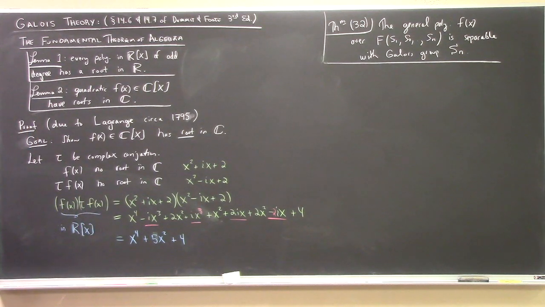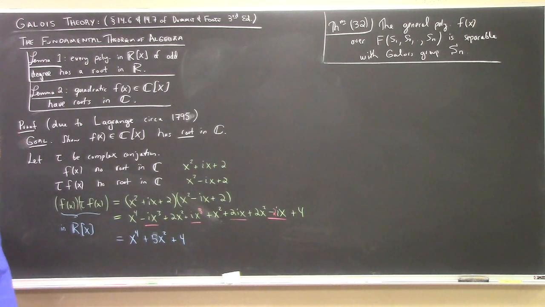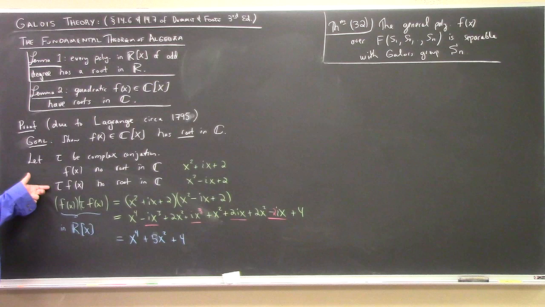So what does this mean? He says that it suffices then to prove that a polynomial with real coefficients has a root in C. Another way to say this would have been, if f of x has a root in C, then this also has a root in C, and so therefore.